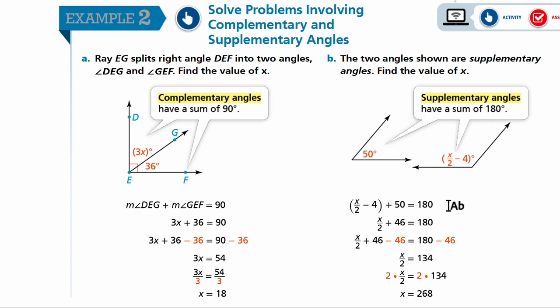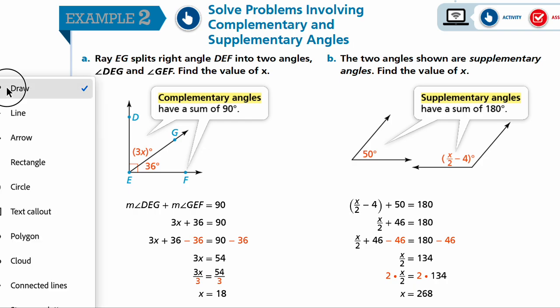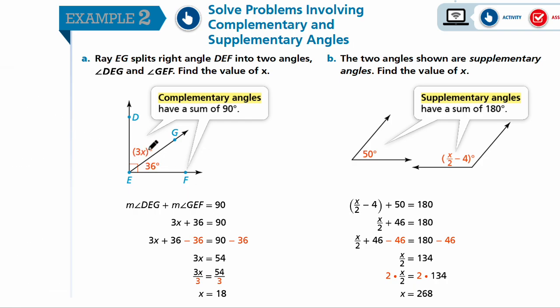So if we have the information, we can set up an equation using the given expressions, right? So we know that angle DEG is 3x and angle GEF is 36 degrees. So then we can say, okay, 3x plus 36 must be 90 degrees because we know they're complementary angles. And we have an equation. We can solve the equation. X is 18. So that's it, we found the value of x. And you can just check if you plug in this x, these angles would have a sum of 90 degrees.